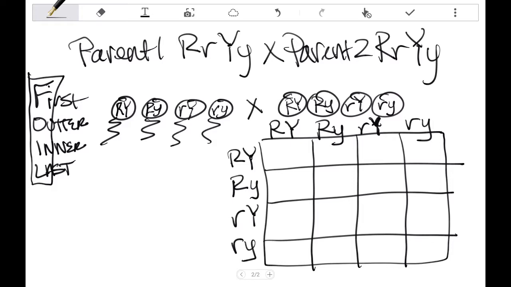Okay, so now we have our Punnett square set up and we have all of our alleles in place, and now we have to figure out what are all of the possible combinations. So let's go. We're going to cross big R with big R.